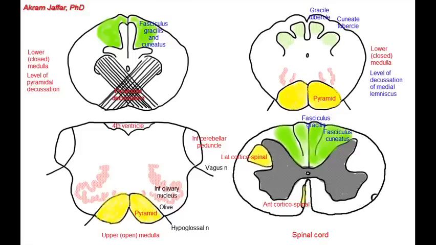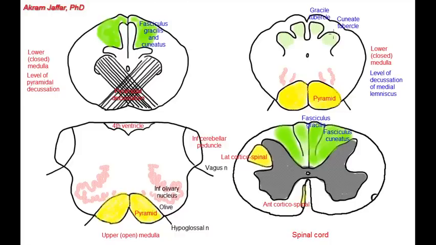Both fasciculus gracilis and fasciculus cuneatus carry fibers that are responsible for discriminative touch, vibration, and conscious proprioception. The difference is that fibers entering below the mid-thoracic level accumulate medially in the fasciculus gracilis, while those above the mid-thoracic level are located laterally in the fasciculus cuneatus.